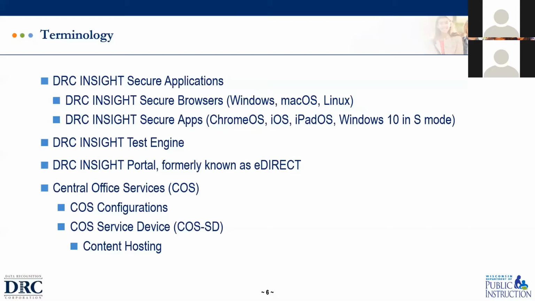The other term that we want to refresh everybody on is Central Office Services. We want to make sure everyone is using it correctly going forward. Central Office Services is the application that you're going to be using from within the DRC Insight Portal to manage your environment. In there, you're going to manage COS configurations and the COS service devices, also abbreviated as COSSD.